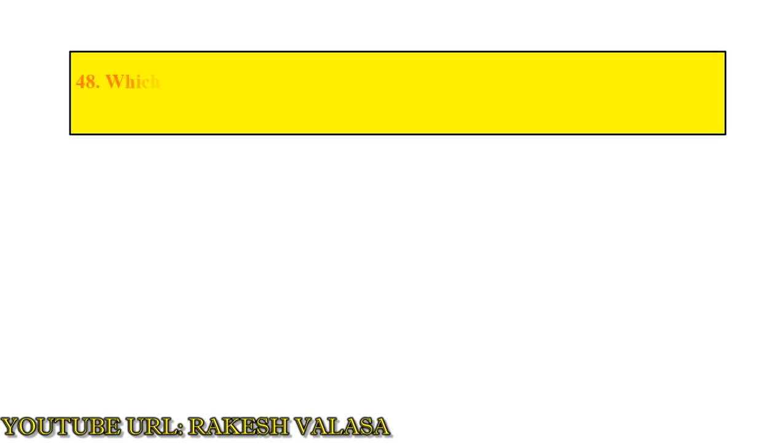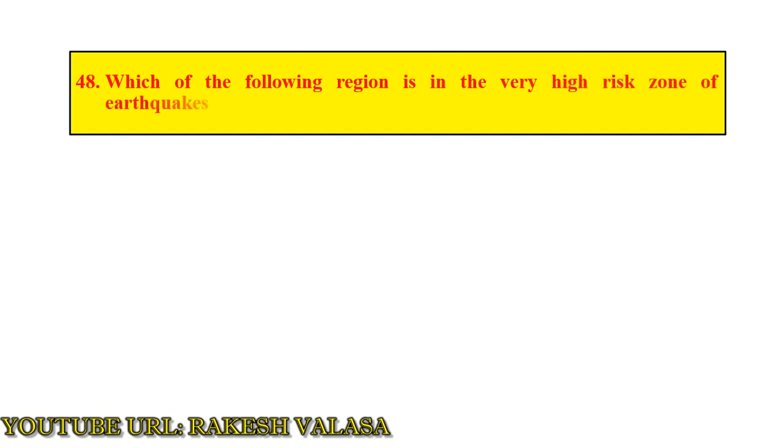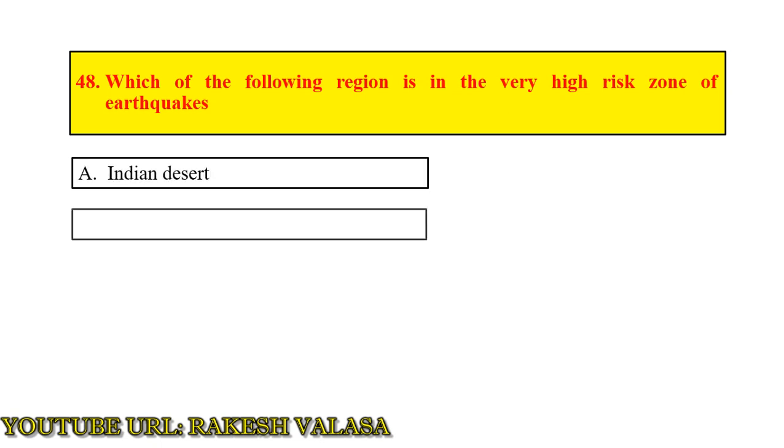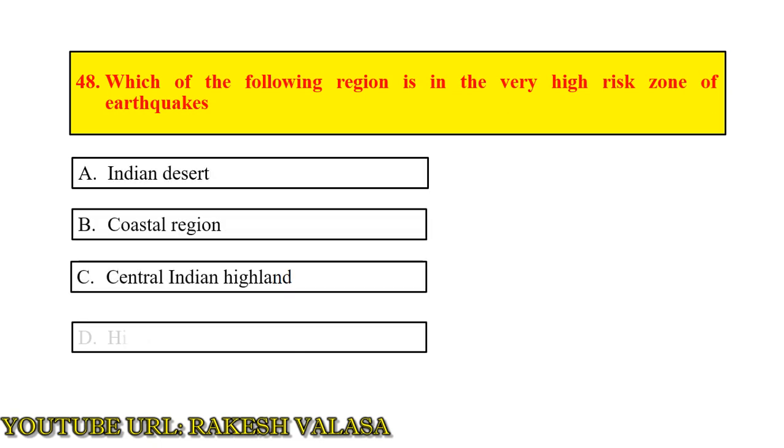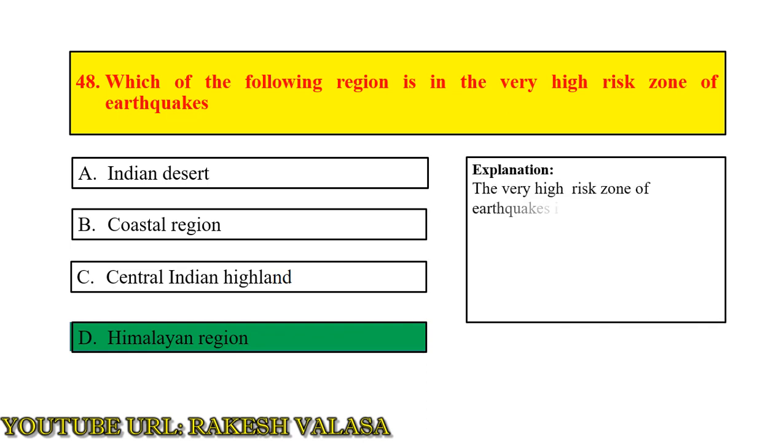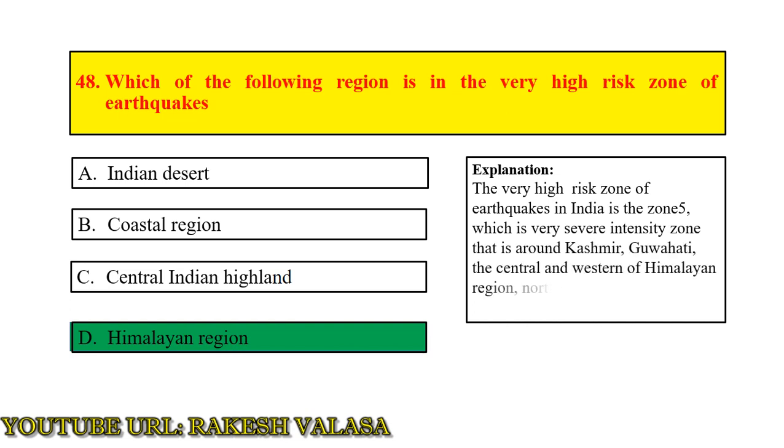Question number 48. Which of the following regions is in the very high risk zone of earthquakes? Answer. Himalayan region. Explanation. The very high risk zone of earthquakes in India is zone 5, which is a very severe intensity zone that is around Kashmir, Guwahati, the central and western Himalayan region, northern and central Bihar and eastern India.